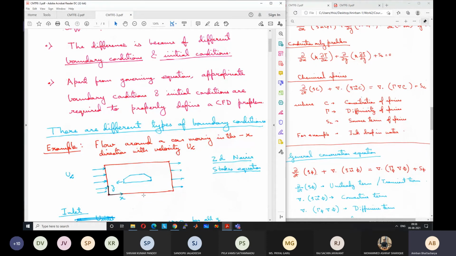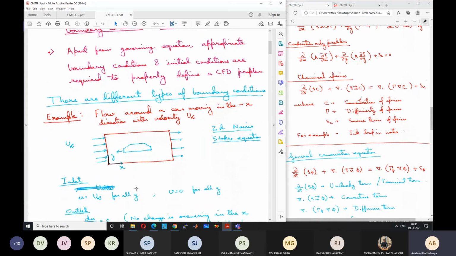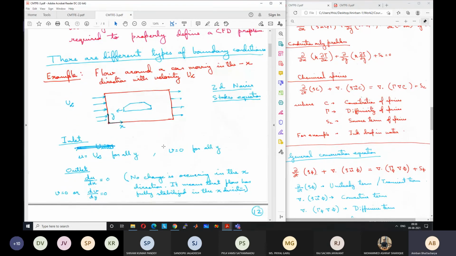And obviously, because it's a 2D problem, we need to solve the 2D momentum equation, which is the 2D Navier-Stokes equation. So for this example, what is the boundary condition? u is equal to u infinity for all the y at the inlet, and v is equal to 0. Remember, there are two equations, u equation and v equation. So for u, it is equal to u infinity. For v, there is no v direction flow, so v is equal to 0 for all the y at the inlet.